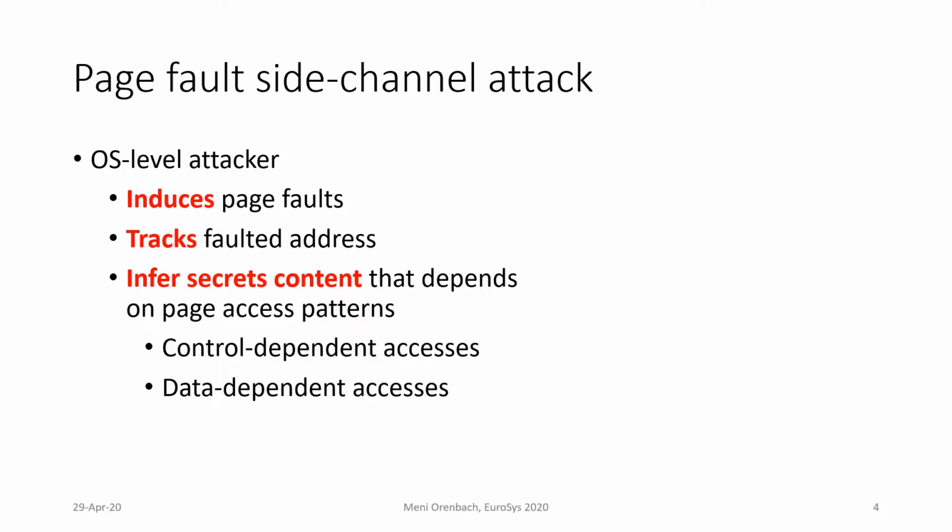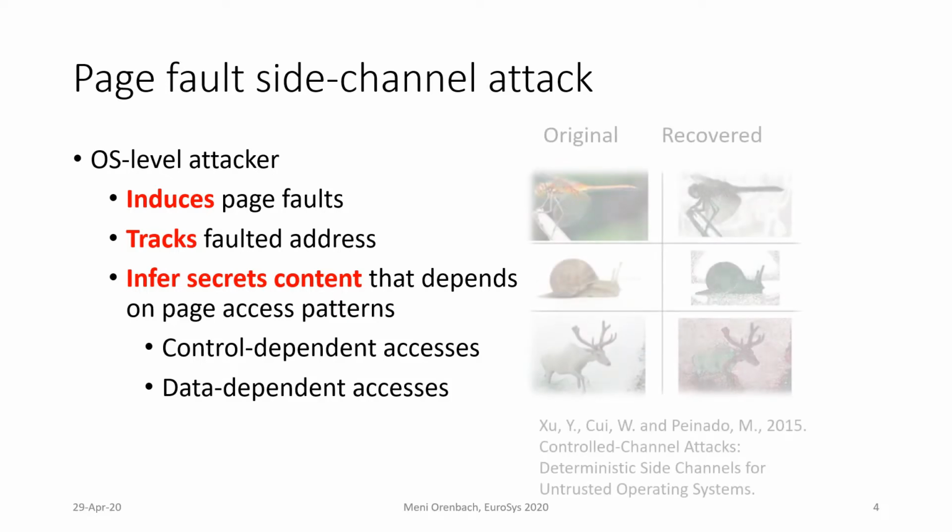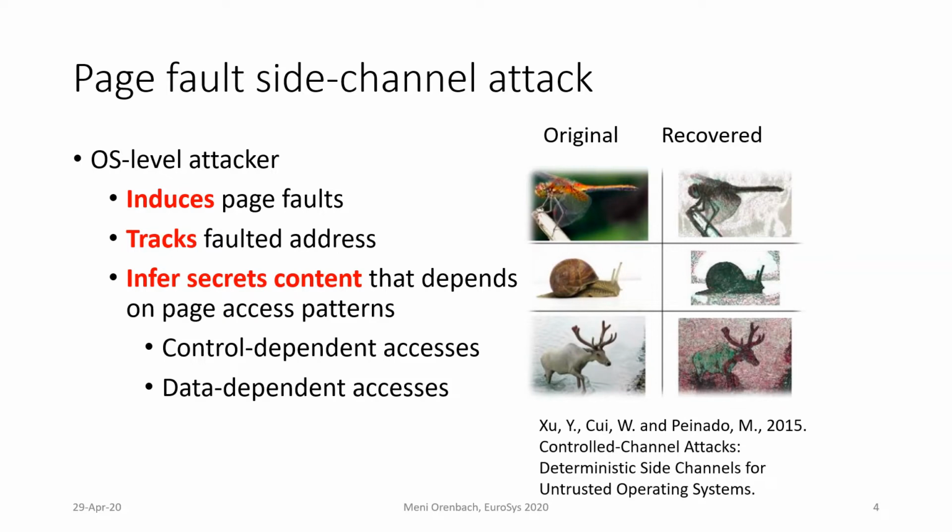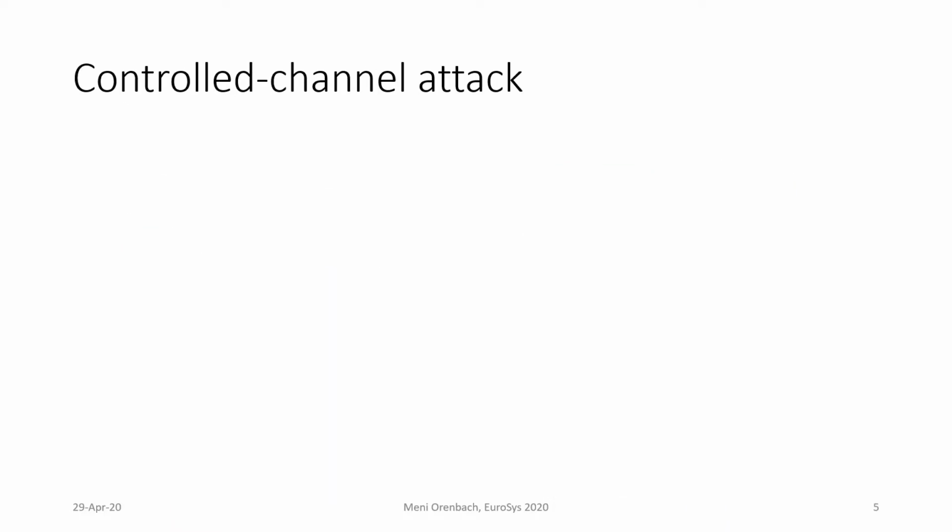Unfortunately, SGX was shown to be vulnerable to a page fault side channel attack, where the OS can induce spurious page faults to track accessed pages and reveal secrets that depend on the access patterns. For example, previous work used the attack to recover images processed inside the enclave and coined the term control channel attack, since the attacker has full control of the side channel.